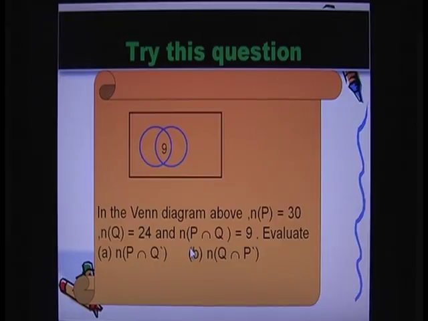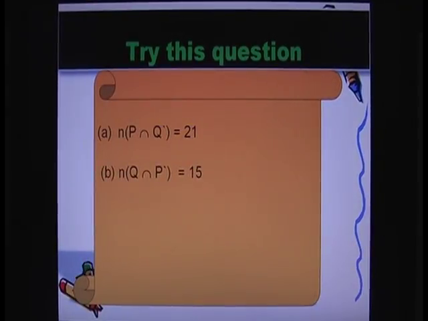Now pause your video and try this question. Your answer for A is 21 and your answer for B is 15. Did you get that? If you did not, go again. Do not continue watching this video until you find out where you made your mistake. Okay, let's continue now.